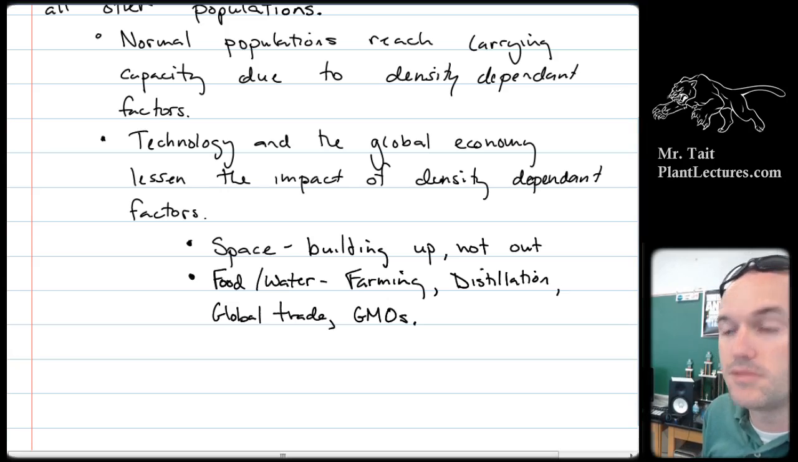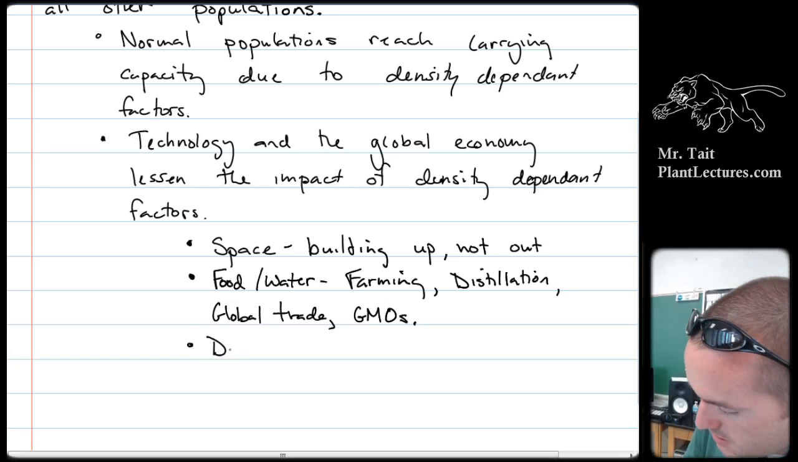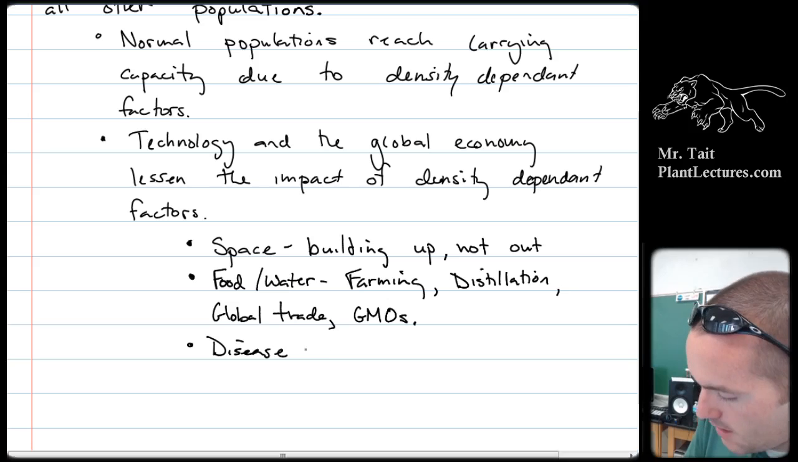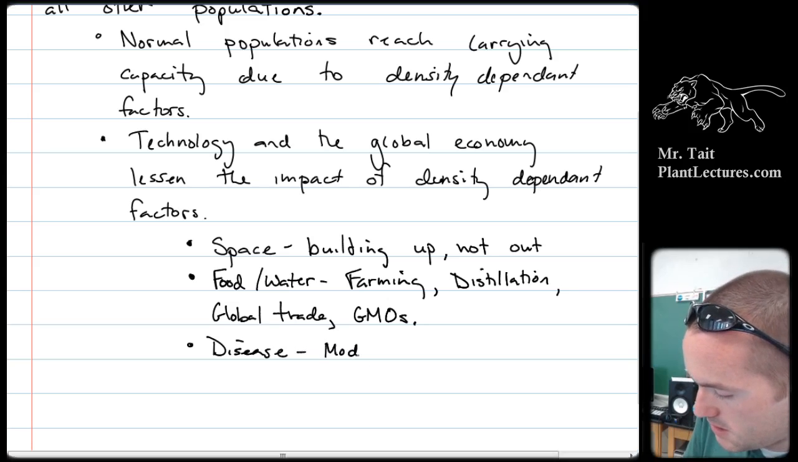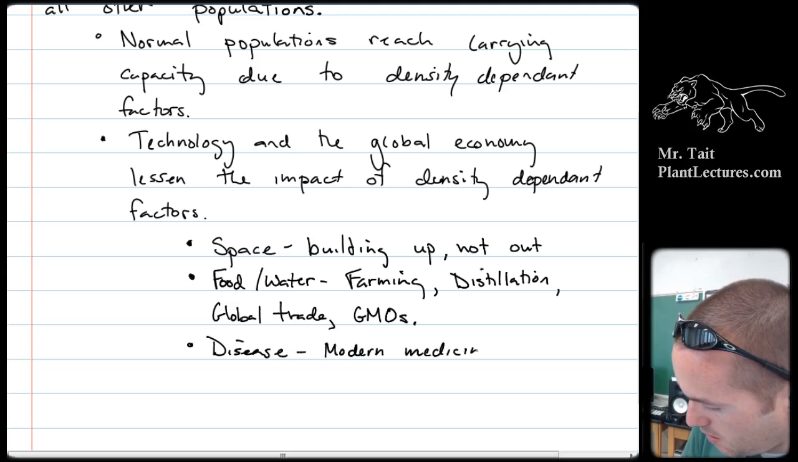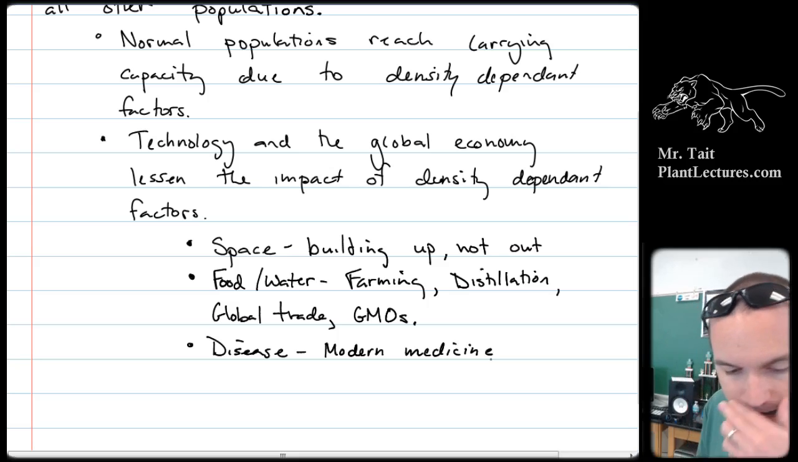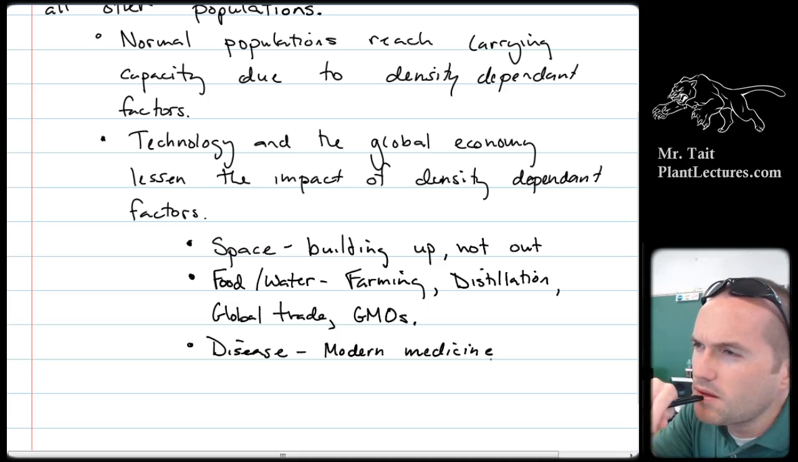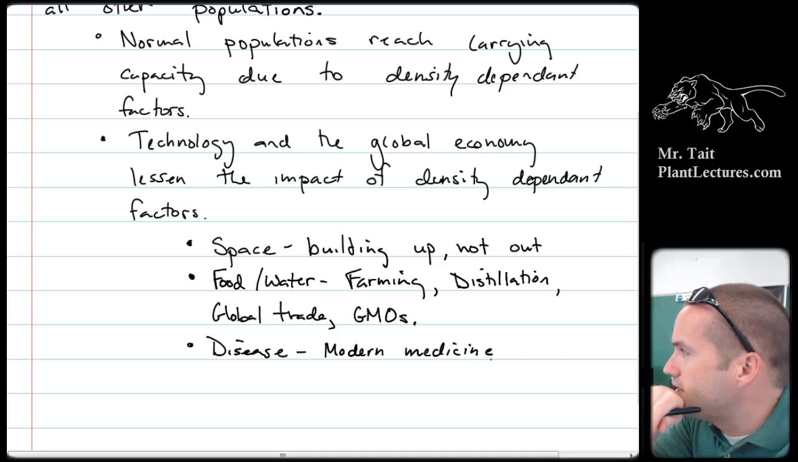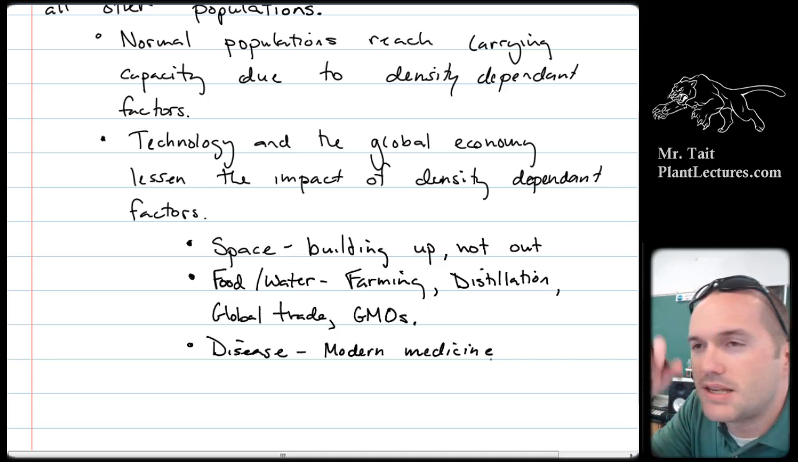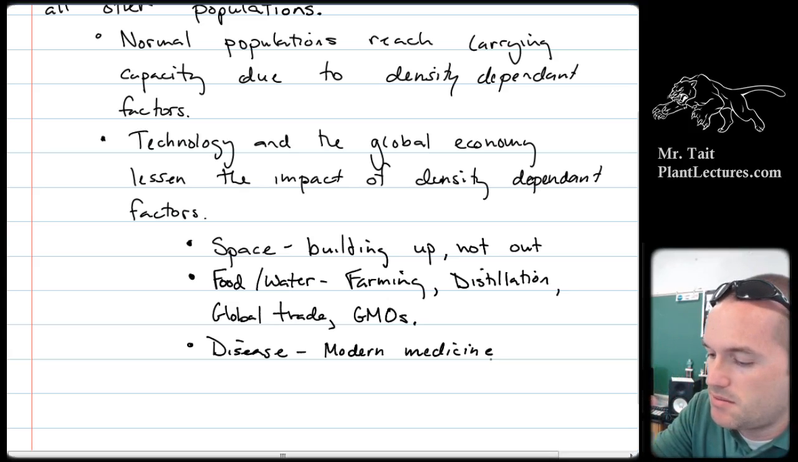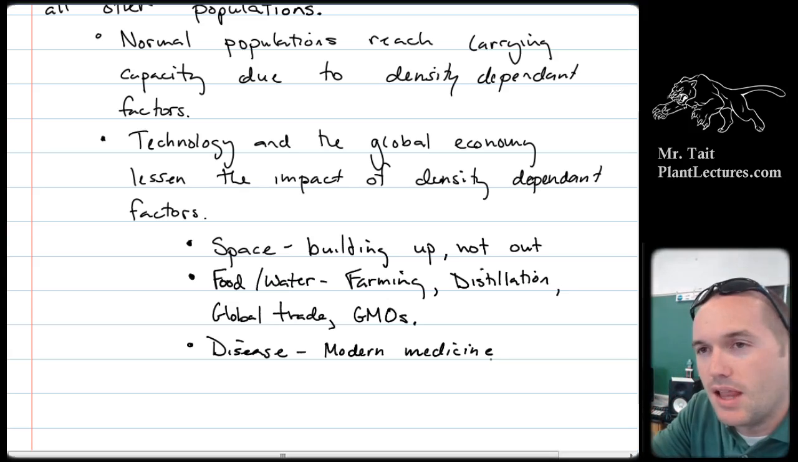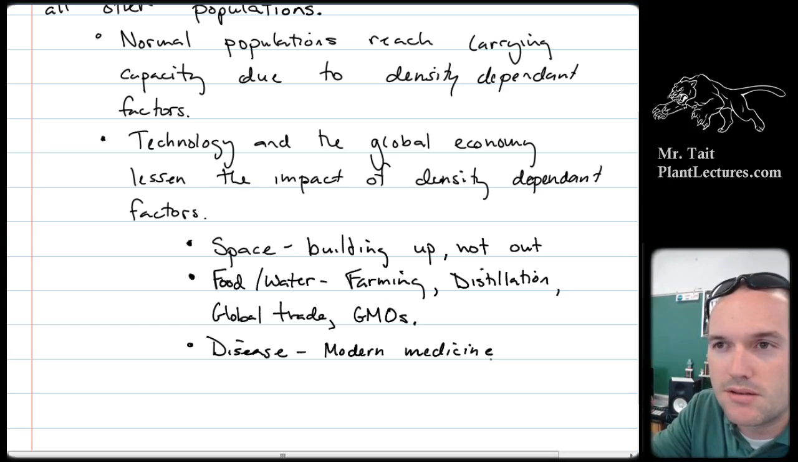What else? It's another density-dependent factor. What? Disease, yes. How do we stop that? Modern medicine. Now, the interesting thing about this is disease is not really going to affect the population growth rate unless we're targeting what age of people.